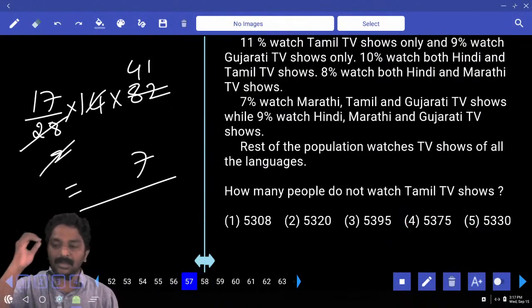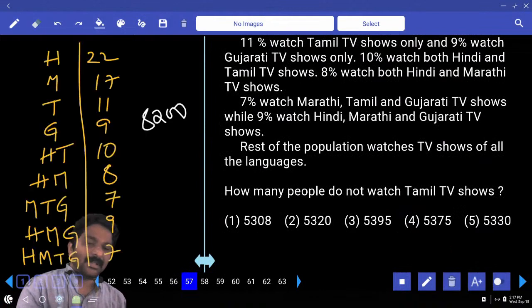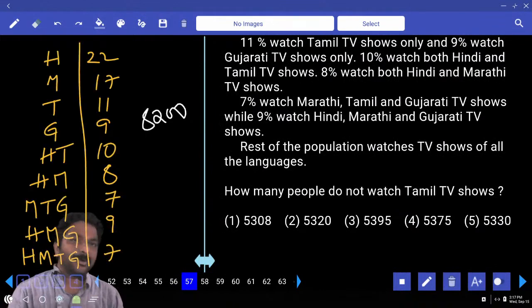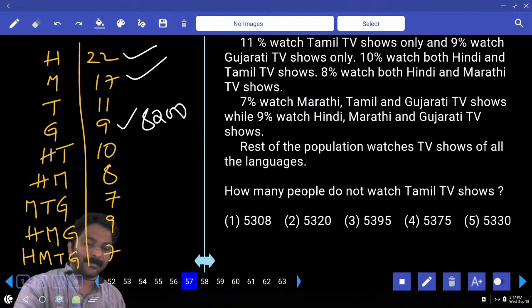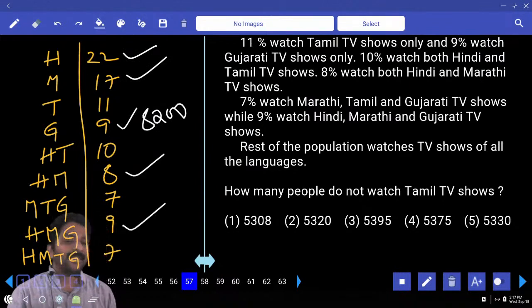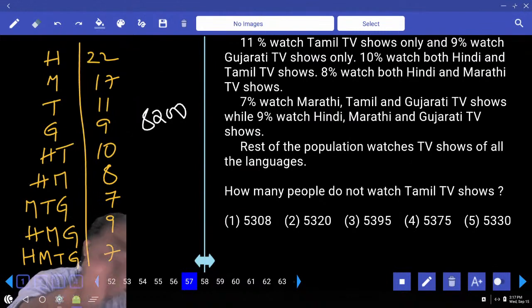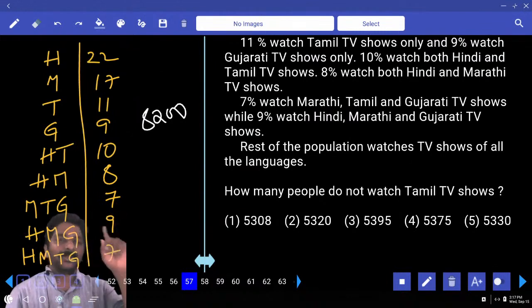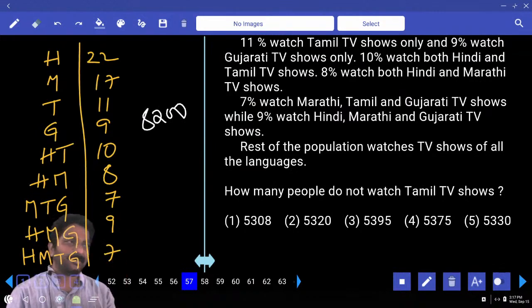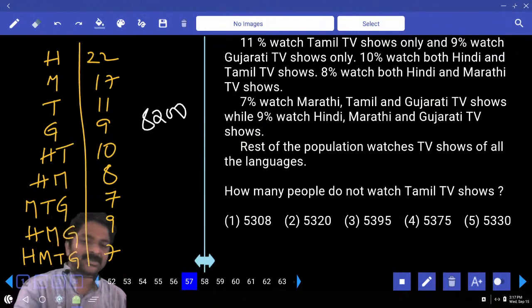How many people do not watch Tamil TV shows? If you want to calculate how many people do not watch Tamil, T must not be there in all the list. So instead of identifying, instead of adding these 5 numbers, you can add all those tick marks, numbers, and then calculate your percentage. The other way is calculate how many of them know Tamil, and from the total 100% subtract percentage of the people who know Tamil. Then that gives you the remaining people. Is that also okay? Let's do this.